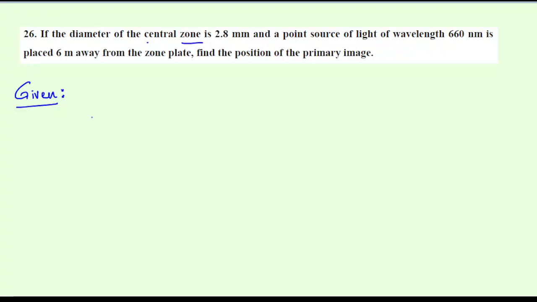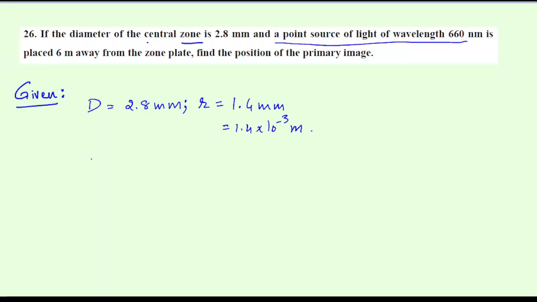So the given is the diameter of the central zone, that is D is 2.8 millimeters. Because in the formula radius is used and not diameter, let's convert this diameter into radius, that is diameter divided by 2. Diameter is 2.8 millimeters, so radius will be 1.4 millimeters, or 1.4 into 10 to the power of minus 3 meters. And a point source of light of wavelength lambda is given, which is 660 nanometers, that is 660 into 10 to the minus 9 meters, and it is placed 6 meters away from the zone plate.